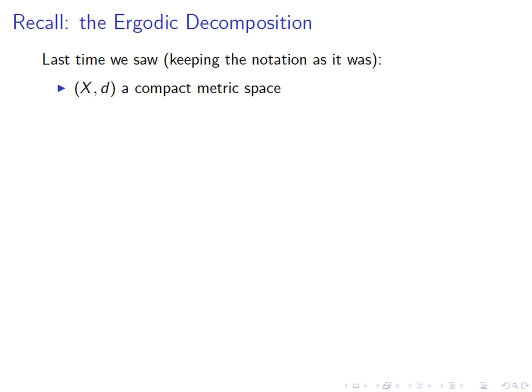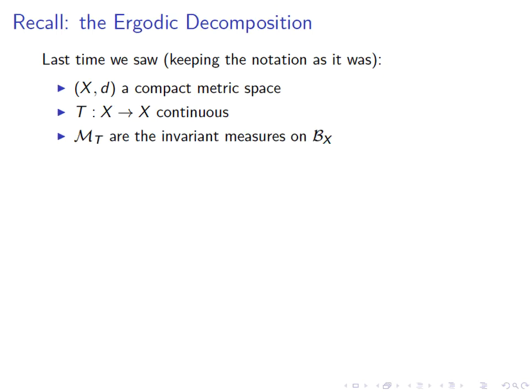We're working over (X, d), which is a compact metric space. We have a continuous transformation T from X to X. If it simplifies things, you're free to look at homeomorphisms. Sometimes they do simplify things a little bit. The invariant measures on the Borel sigma algebra of X was denoted by M sub T, and we know that this set is convex, compact, and not empty.